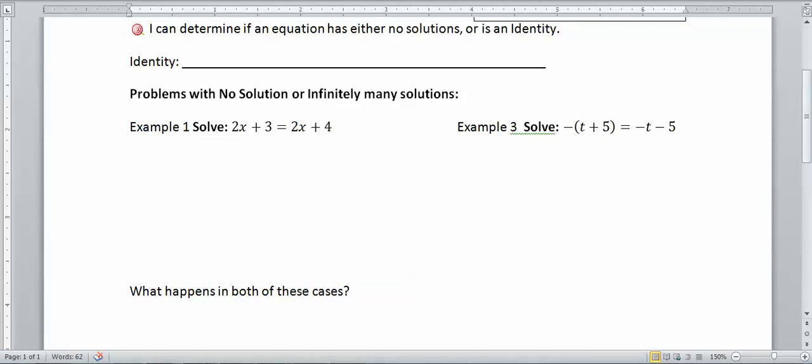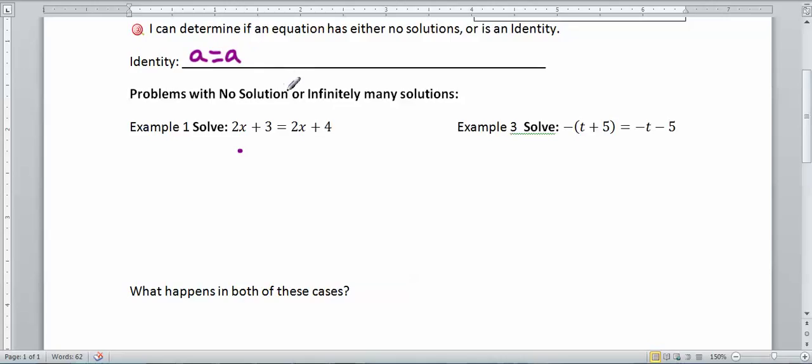Okay, so today's lesson is an expansion on yesterday's lesson when we were solving equations with variables on both sides. Today my learning target is that we can determine if an equation has either no solutions or is an identity. A lot of these are visible by observation, but I'm going to show and we're going to prove it.